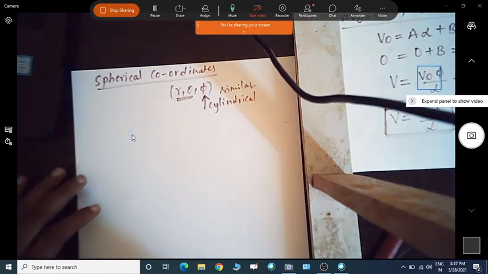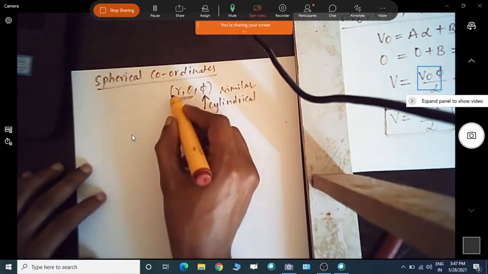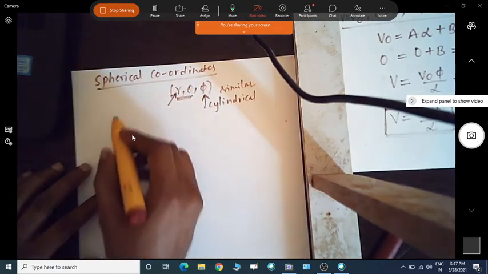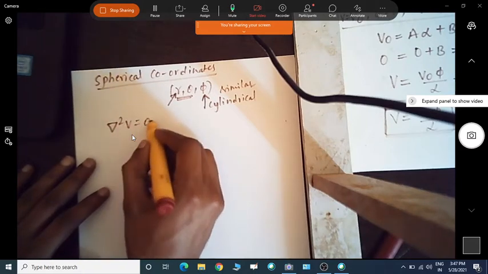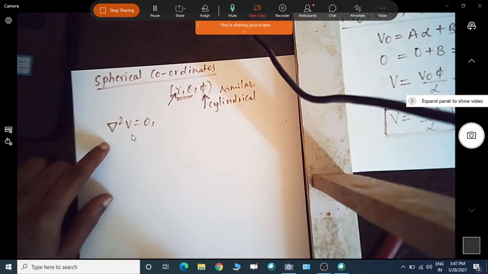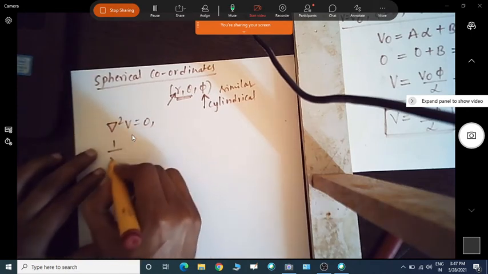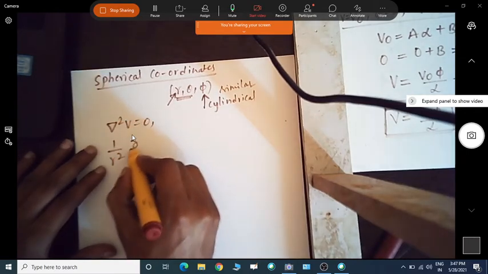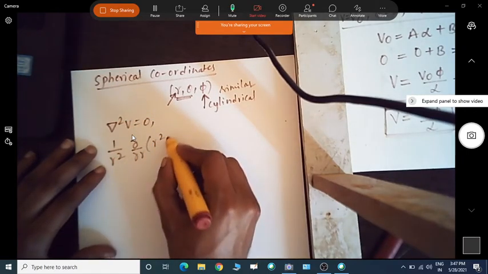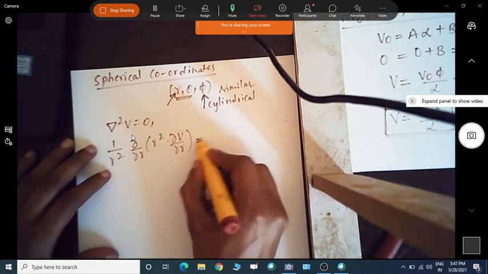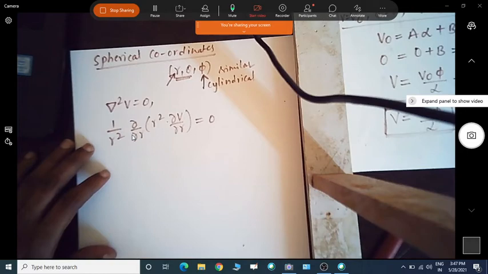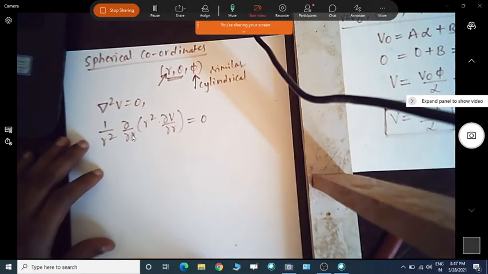So in general, the solution for the Laplacian equation. Okay, let us take it for r. So we have the Laplacian equation del square v equal to 0. With respect to r, if I write, I am going to get 1 by r square into del by del r of r square into del v by del r. So this is with respect to r variation, which is equal to 0. So now we are able to derive a general solution.